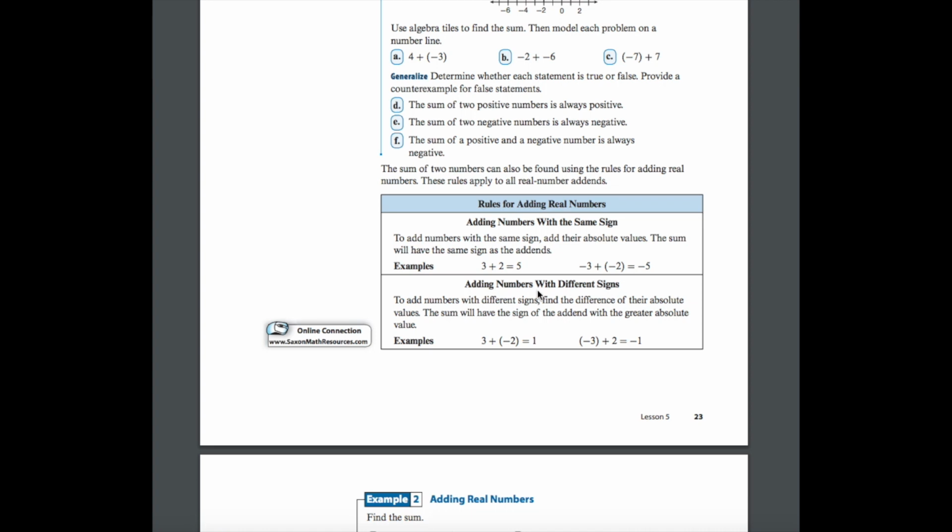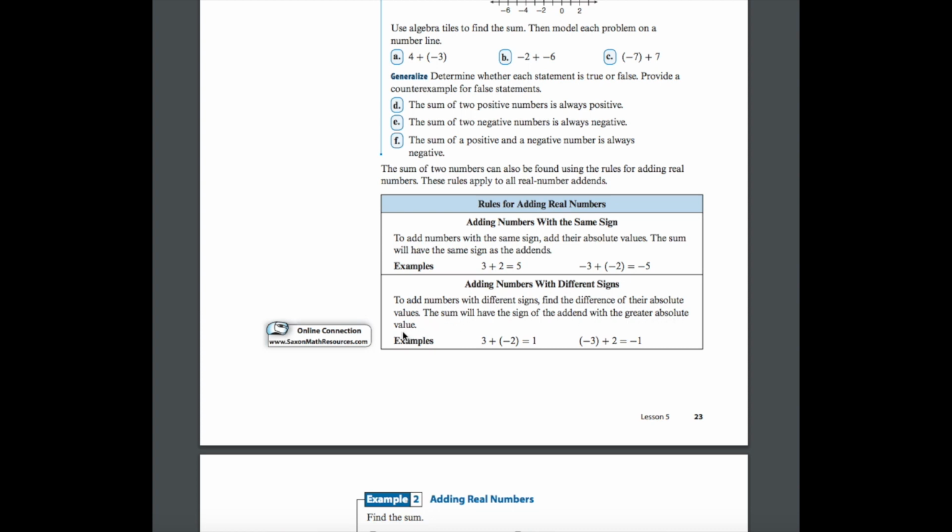Next, you've got adding with different signs. What if you've got a positive value and a negative value, or a negative value and a positive value? Here's where that pattern didn't remain the same. We found that we had to have a counterexample from what was our generalization in the previous example. To add numbers with different signs, find the difference of their absolute values. The sum will have the sign of the addend with the greater absolute value.